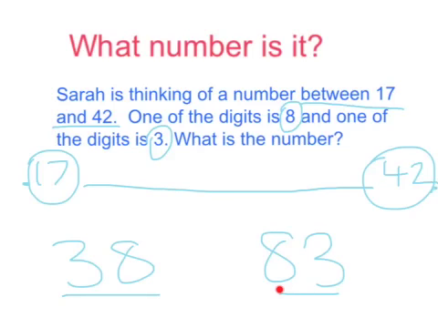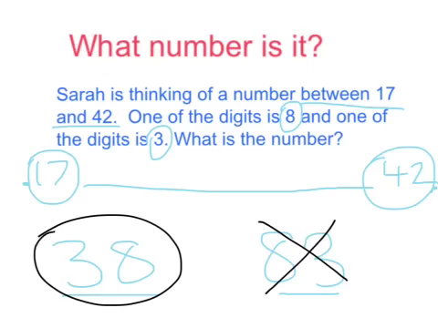Look at the first number in the tens column. 80. Is that more than or less than 42? It's more than, so it definitely cannot be 83. So our number must be 38. All right, let's have a go at another one.